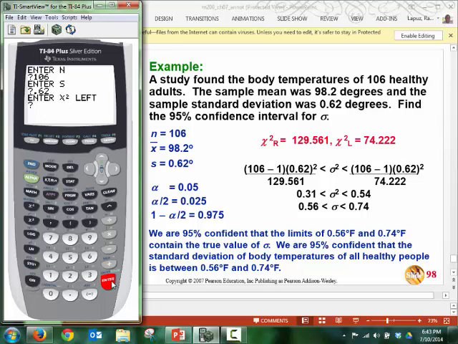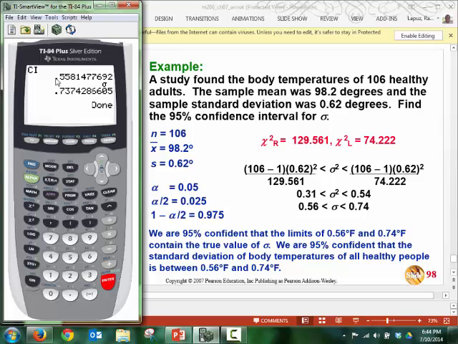Oh, and then I guess we do still need to figure out the table. Okay. So enter chi-square left. So chi-square left is 74.222. And then enter the chi-square right, which is this one, and that's 129.561. All of a sudden, I'm not so interested in this program anymore. I didn't think you needed to look for the chi-square values. In any case, this is our result.